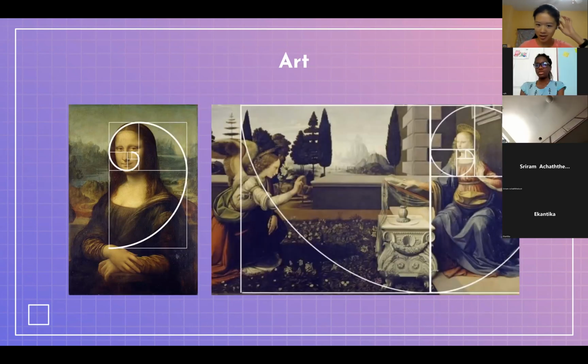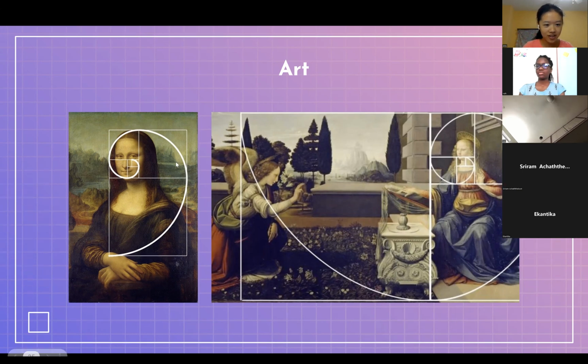Something else, some other places where you might be able to find the golden ratio. I don't think anyone said this either, but you can actually find it in art and in paintings. I think the Mona Lisa is the most famous for this, because if you start at her hand, it very nicely goes into her face. And in other paintings as well, the layout does kind of match the golden ratio, the golden spiral.